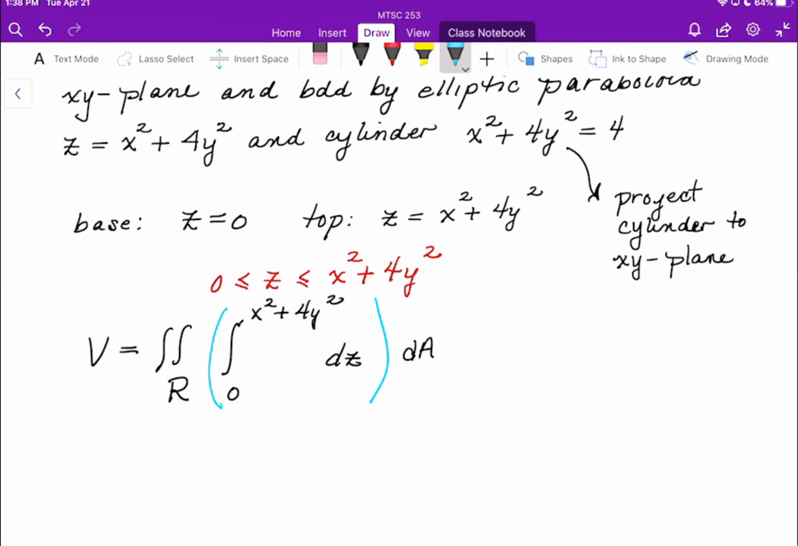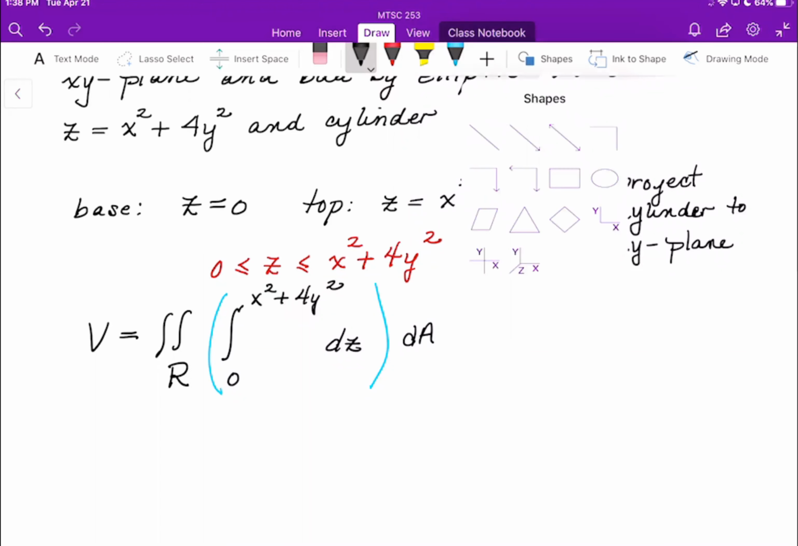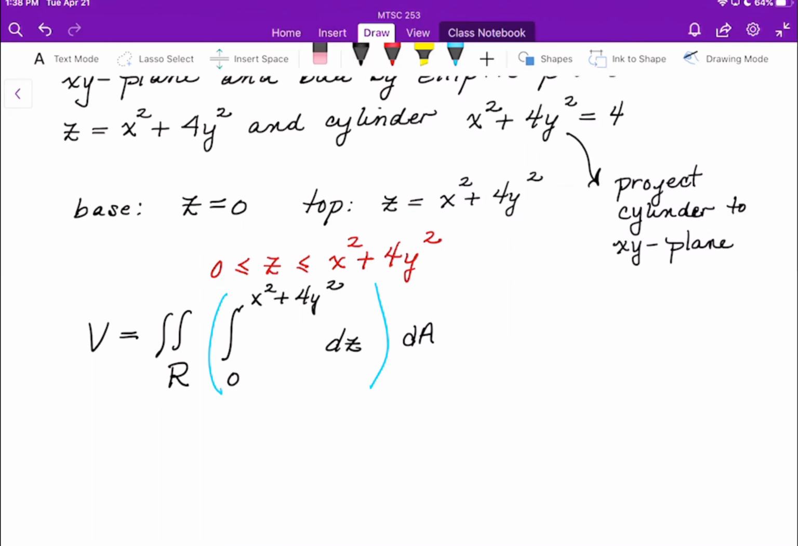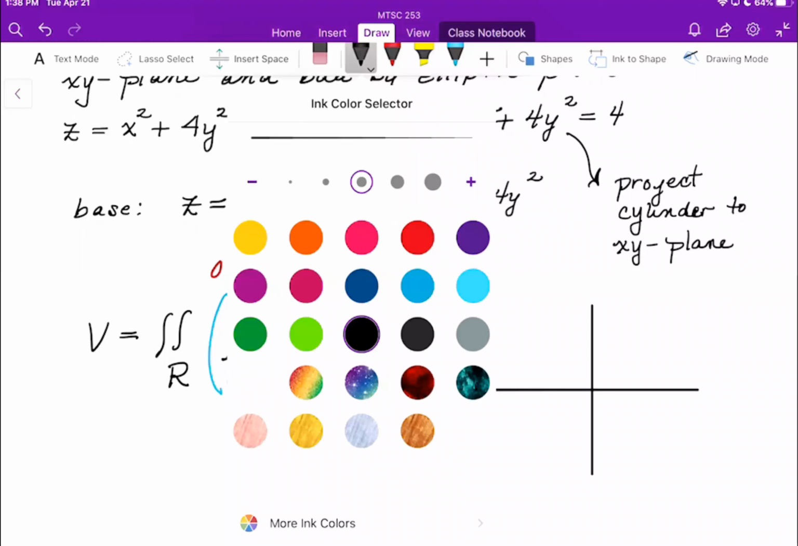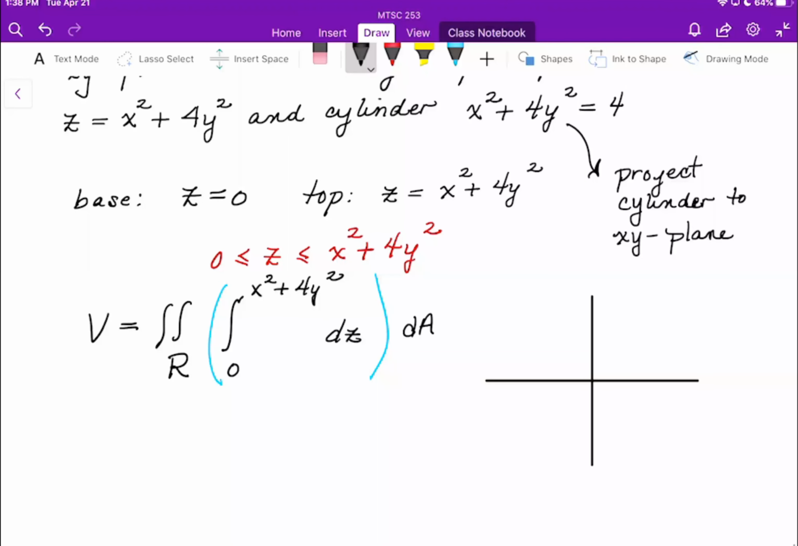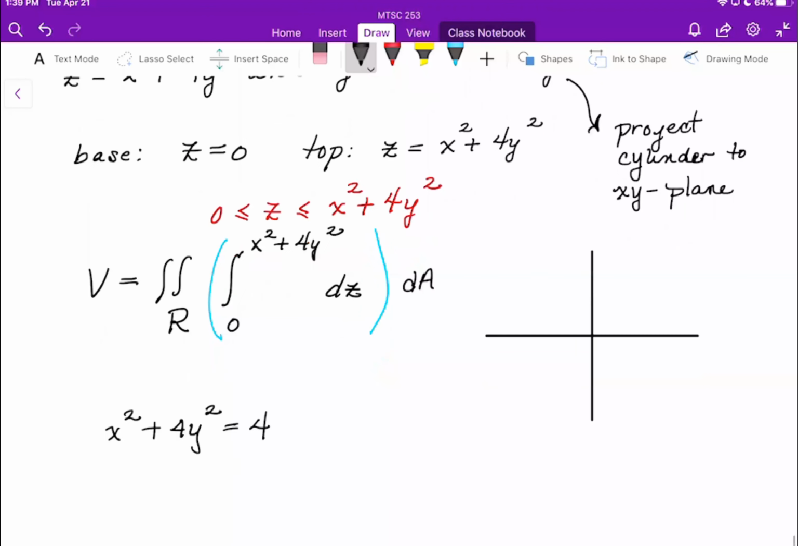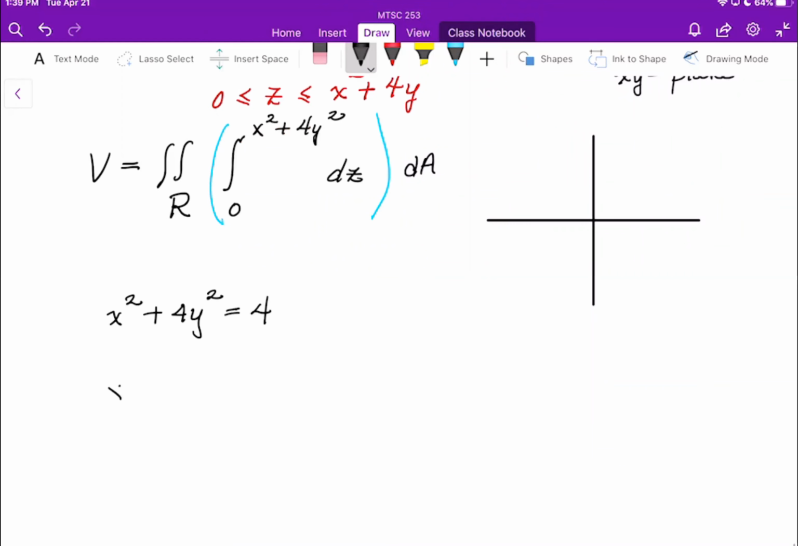A parabola? Circle? Oh no, I got a couple different answers. Okay, well, let's see. So we have x squared plus 4y squared is equal to 4. No mention of z. So in the xy plane, that's what we're going to get. So we're going to get x squared over 4 plus y squared equal to 1. Good. So we're going to get an ellipse.